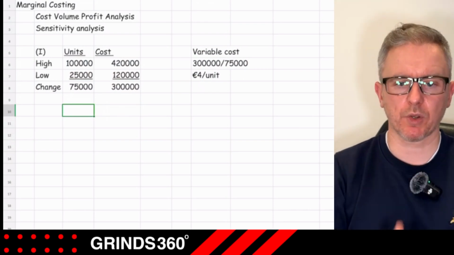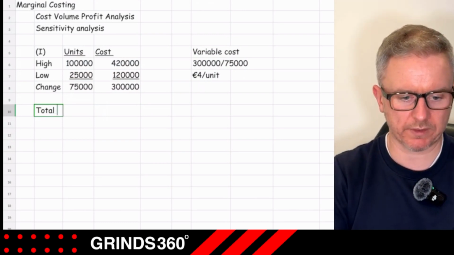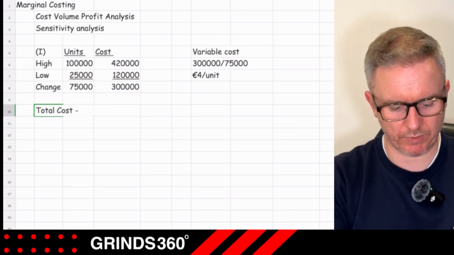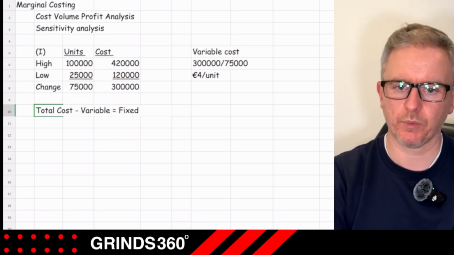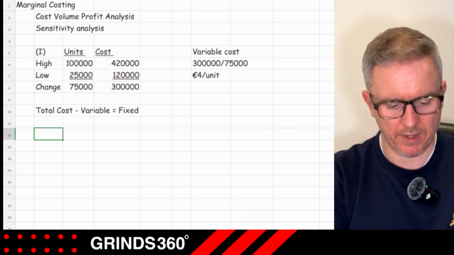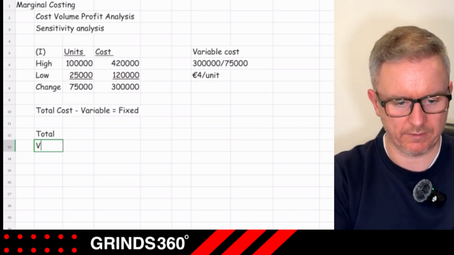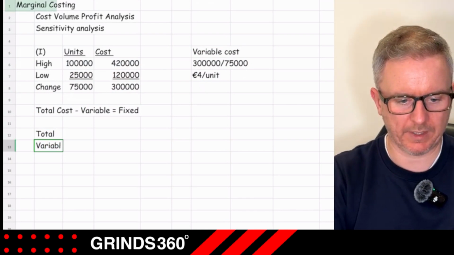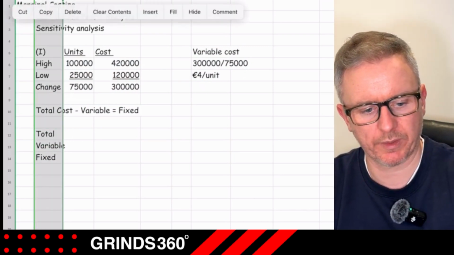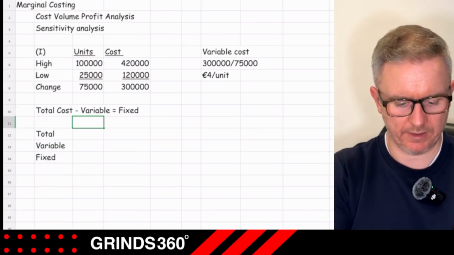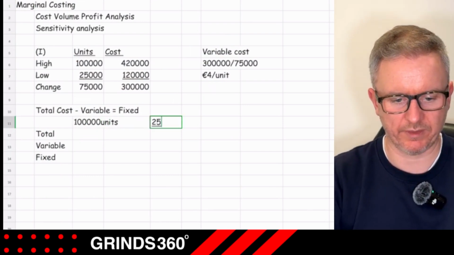Now remember, your total costs are made up of your variable and your fixed costs. So if we know what the total cost is, and we've just worked out what the variable cost is, we are going to end up with our fixed. And that's as difficult as it gets. So what we're going to do here is set up a little table for ourselves: total, variable, and it's going to leave us with our fixed. Now remember the way we set that up. All we do is we say for 100,000 units, and then for 25,000 units.